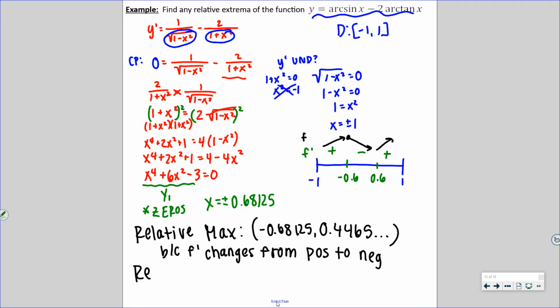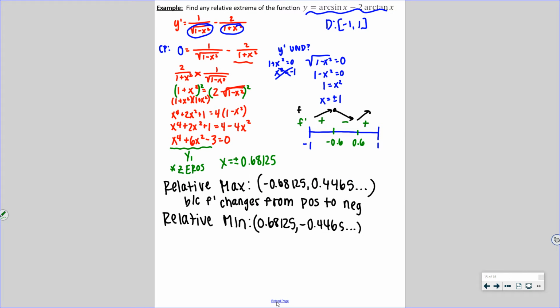And then a relative min at 0.68125. When I plug that in, I got the same value at negative 0.4465, because f prime changes from negative to positive. That's technically using what we call the first derivative test, where we look at the sign on our first derivative to recover information about our original function.